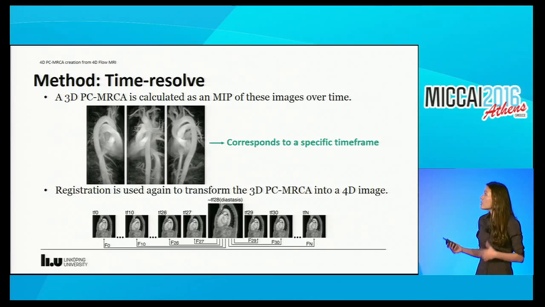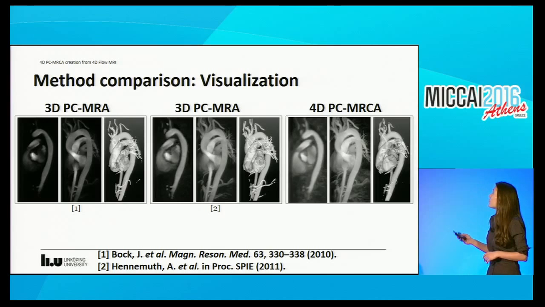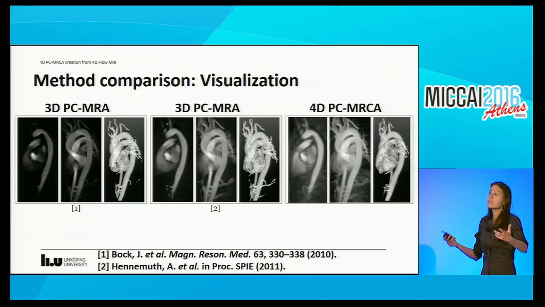So this is kind of how it looks in comparison. These are two PC-MRA methods that I had shown before, and this is the 4D-PC-MRCA in the same visualization that we had done before. And then the main difference here is that with the previous images, again, we don't know which time frame they belong to. They don't have a time dimension anymore.